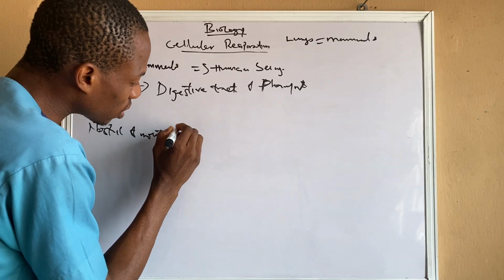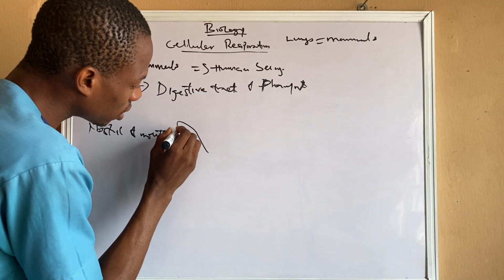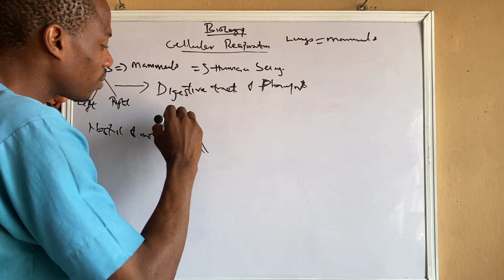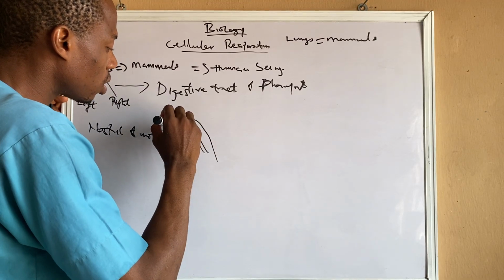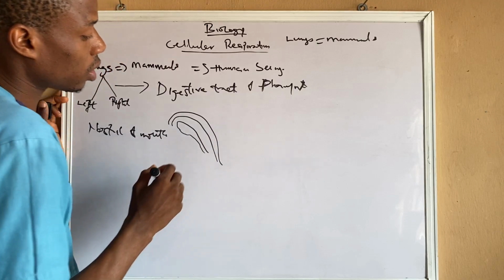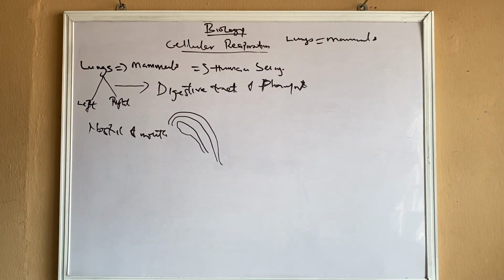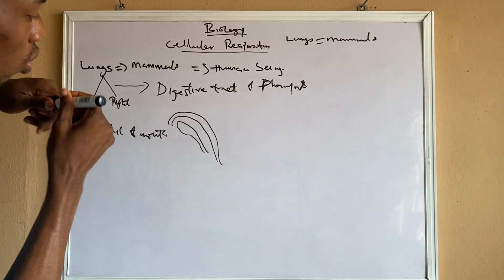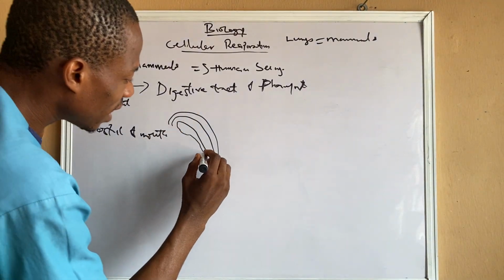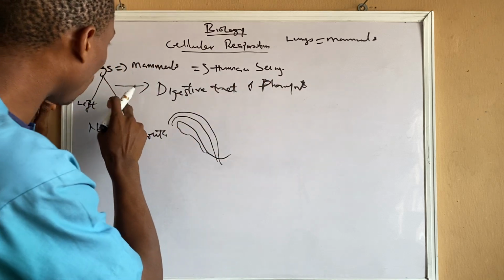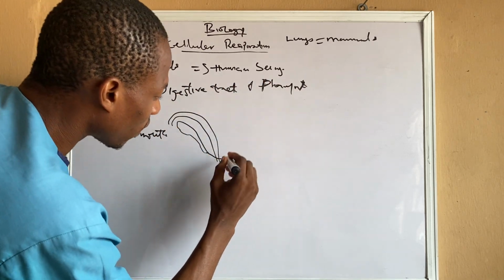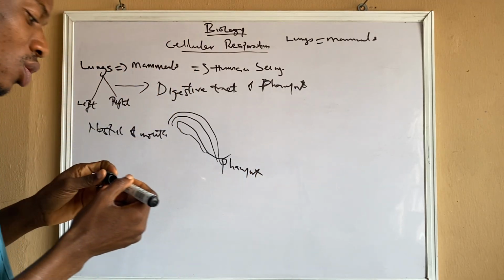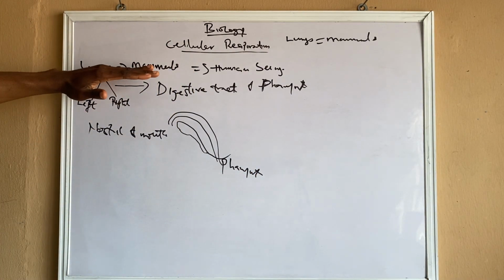Let's assume this is the nostrils, and this is the bigger mouth. Both the nostrils and the mouth are now open. That is why one of them is open into the pharynx. They are now open to the pharynx. Do you get that? Let's come back from this.